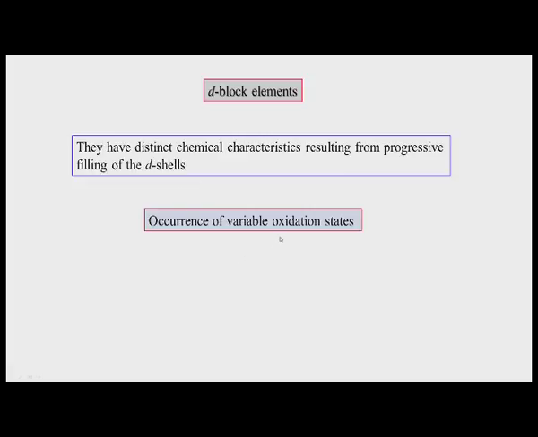When a particular metal ion, say nickel, is in plus 2 oxidation state, we all know that it has a corresponding electronic configuration of 3d8.